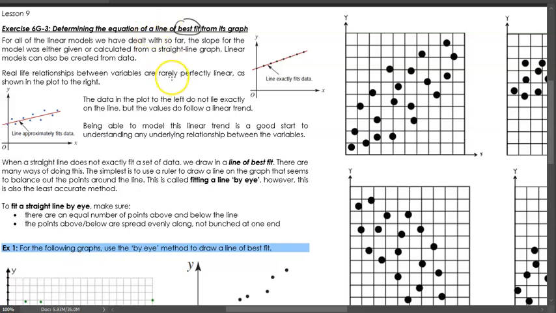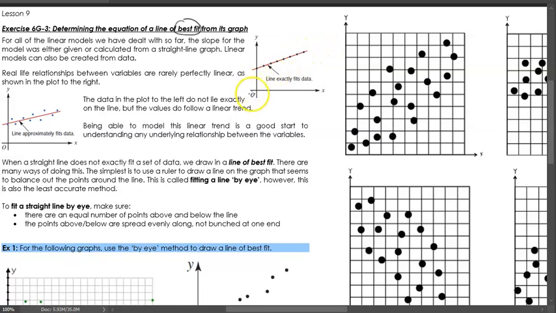So for all linear models we have dealt with so far, the slope for the models were either given or calculated from a straight line graph. Linear models can also be created from that data. So we get a line of some sort and we make predictions from it, we make assumptions, and it fits into a nice straight line.